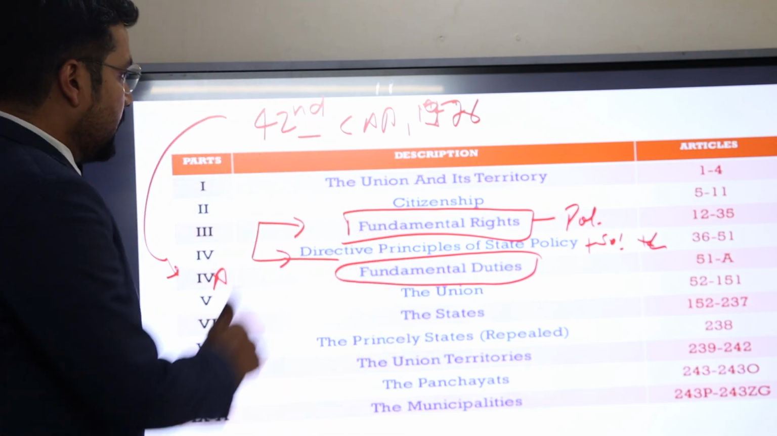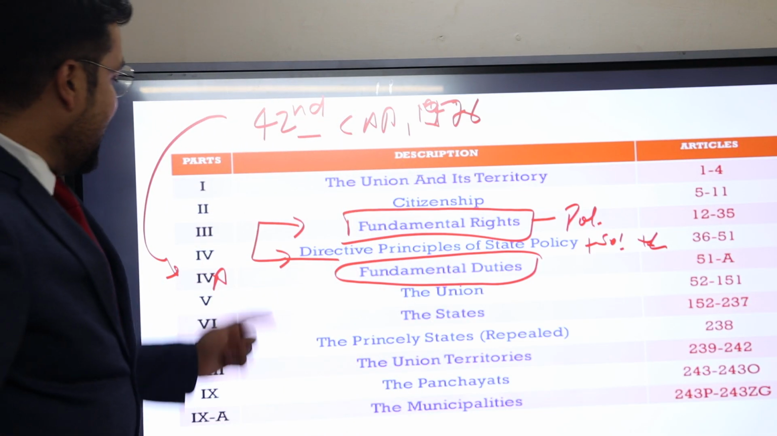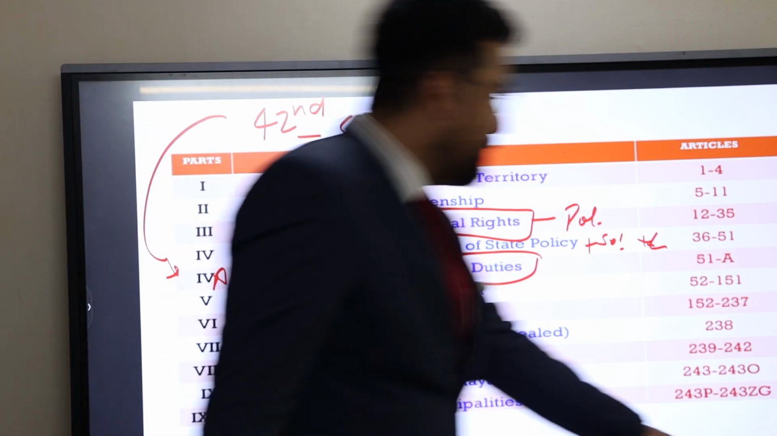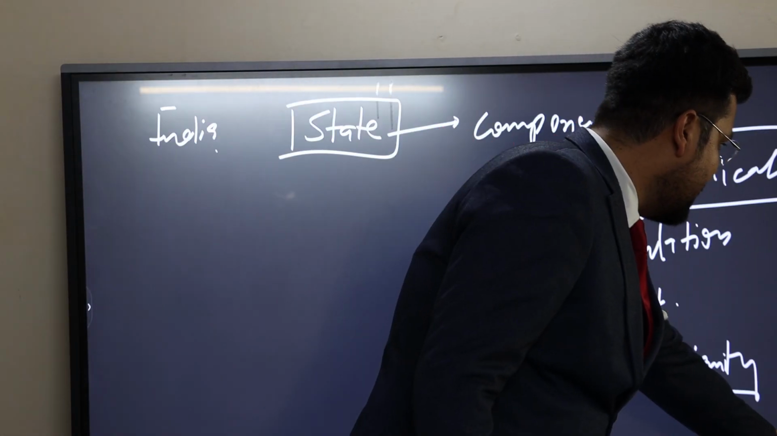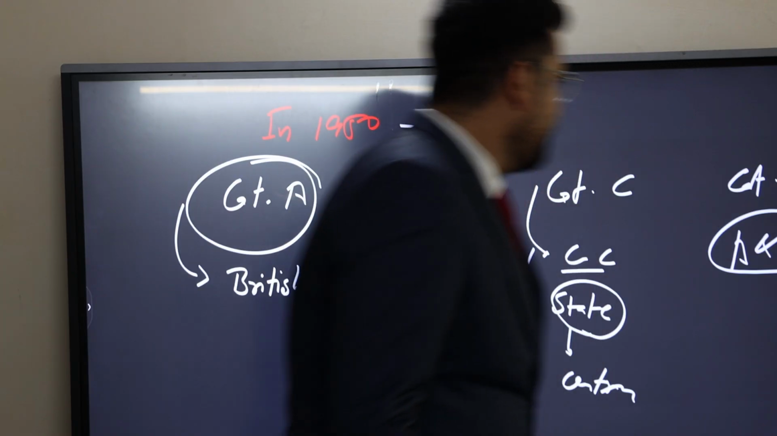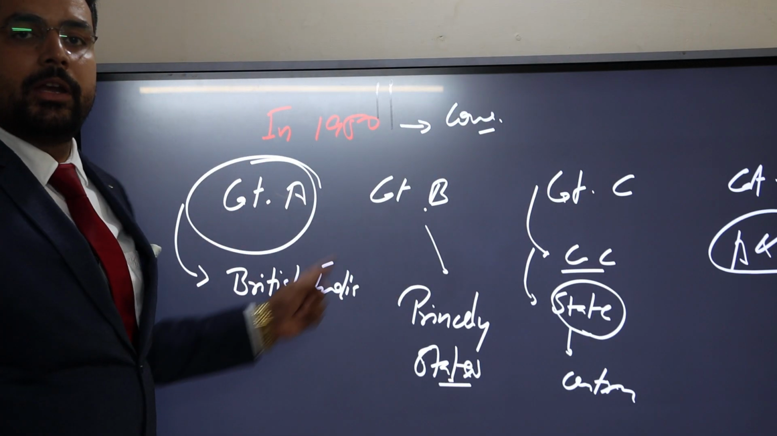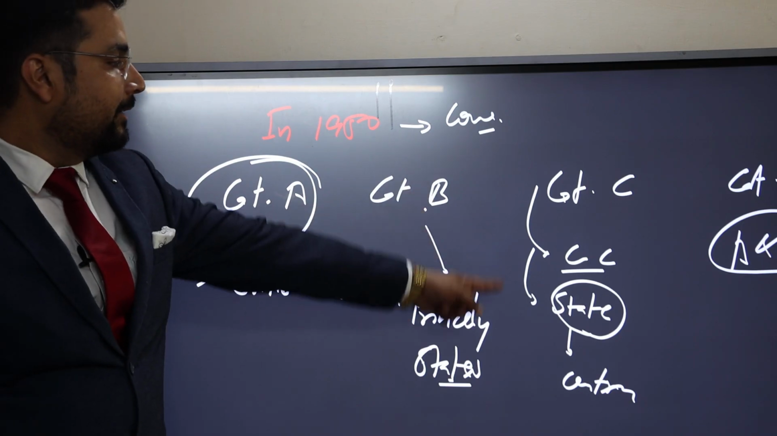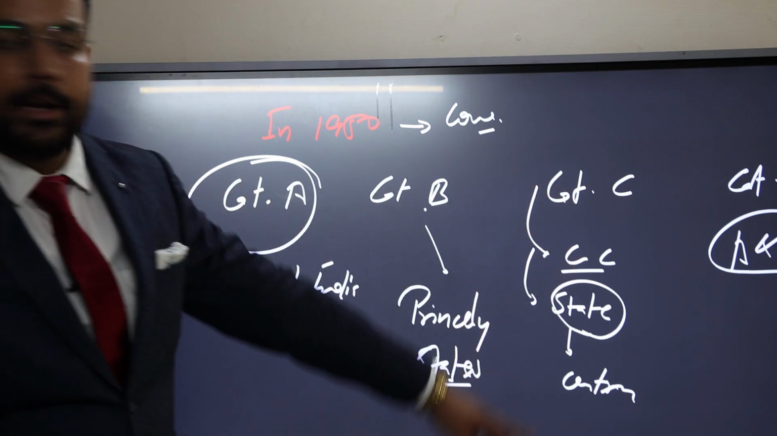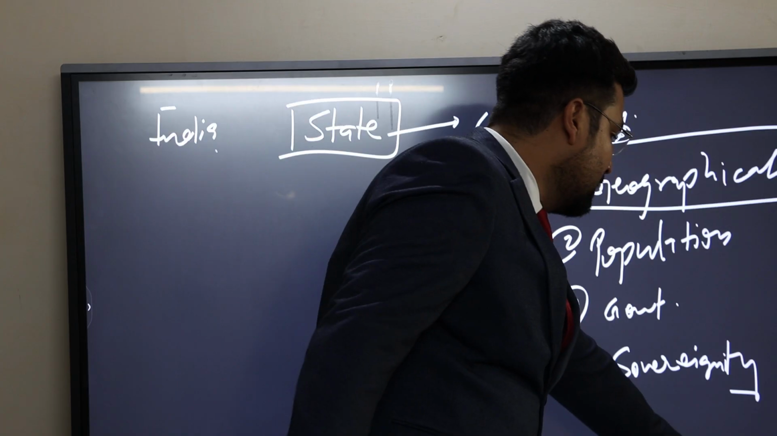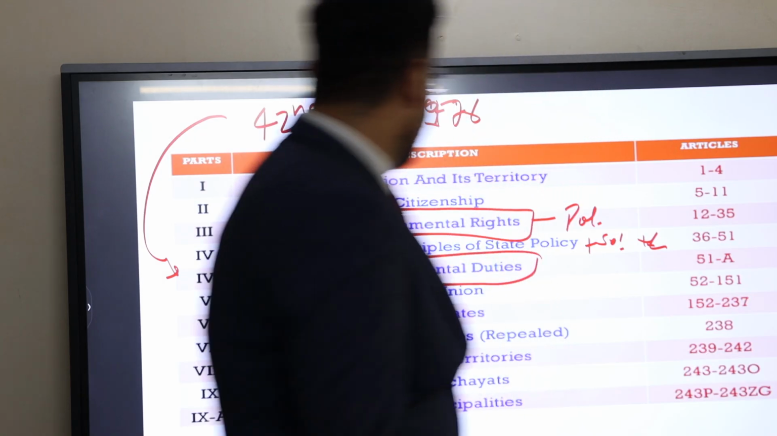Okay, in 1976. Next we will see again that category, what I have divided, category A, B, C and D. A dealt with British India, B, Princely States, C, UTs, and D, Andaman and Nicobar. Keep it in your mind. We will learn this part here again.